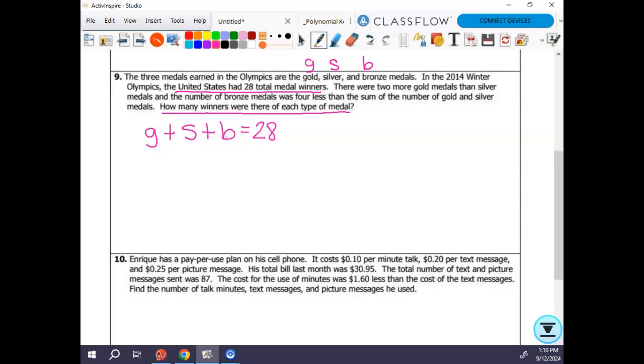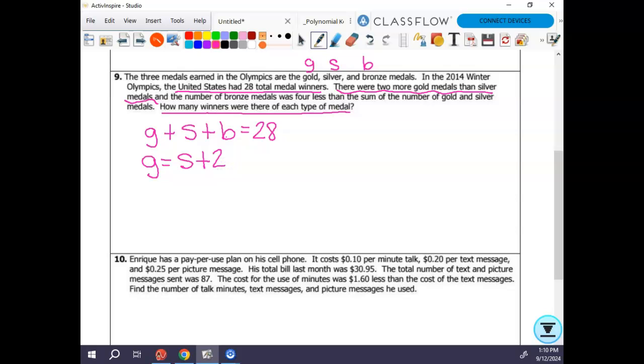Okay, so this next part of the sentence is complicated for some people, and I'll tell you how I think through it. It says there were 2 more gold medals than silver medals. It doesn't say gold is 2 more. So when you hear a statement like that, it's either gold equals silver plus 2 or silver equals gold plus 2. Which was there more of, gold or silver? Gold, right? So that means my gold has to equal silver plus 2. That's how you can make sure you're adding it to the correct side.